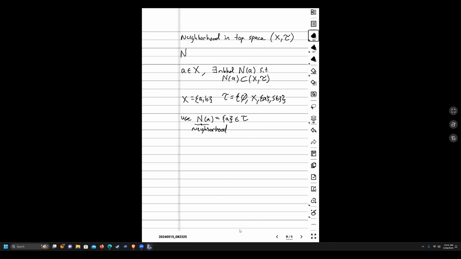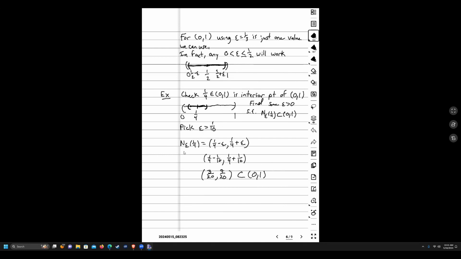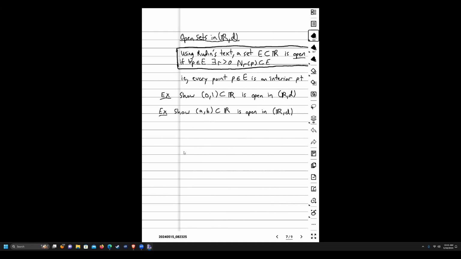I just wanted to clarify that there is a difference between neighborhood and open ball. But in this course, I'm just using neighborhoods basically as open balls. I'm just using the word neighborhood to be consistent with Rudin. All right, I hope that makes sense.